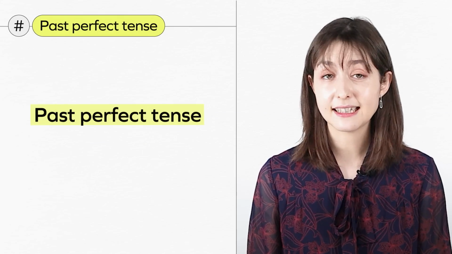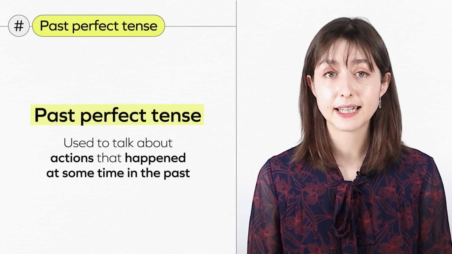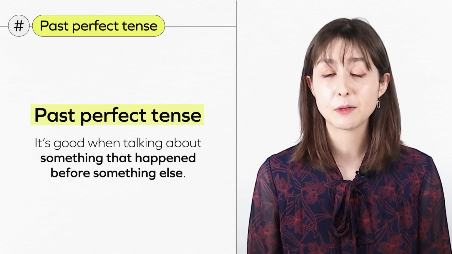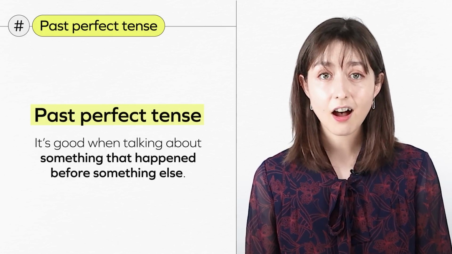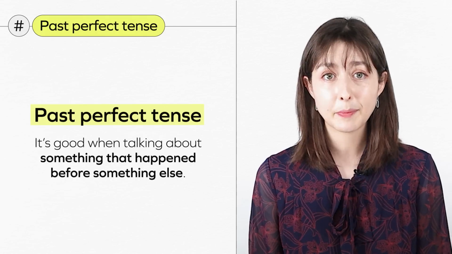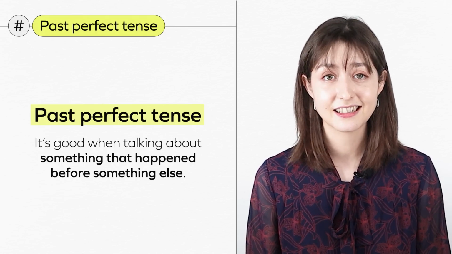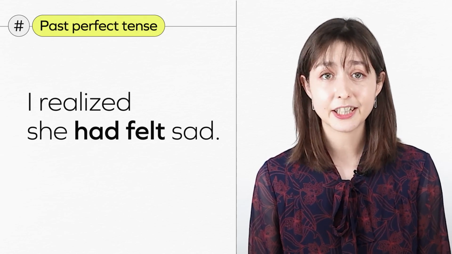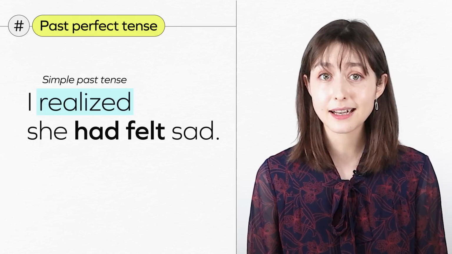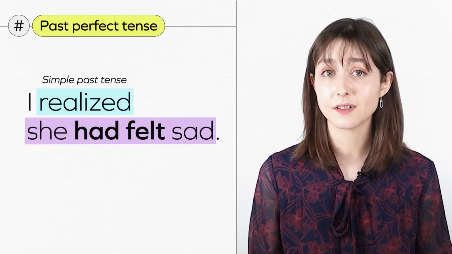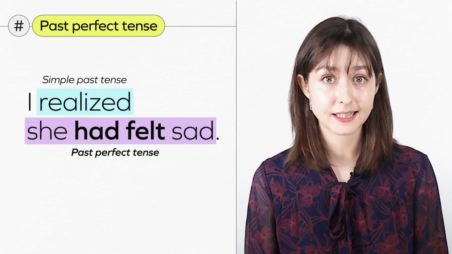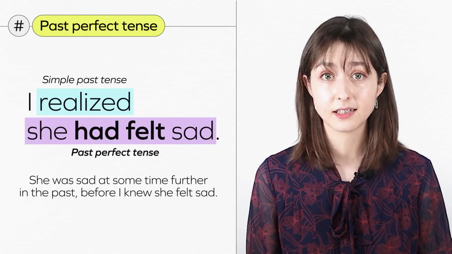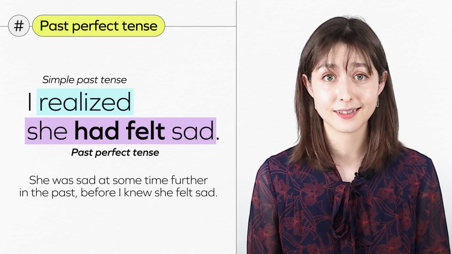The past perfect tense is used to talk about actions that happened at some time in the past. It's good when talking about something that happened before something else. Often, it's used along with the simple past tense in the same sentence. For instance, I realized she had felt sad. Here, I realized is the simple past tense, and she had felt sad is the past perfect tense. It means that she was sad at some time further in the past before I knew she felt sad.